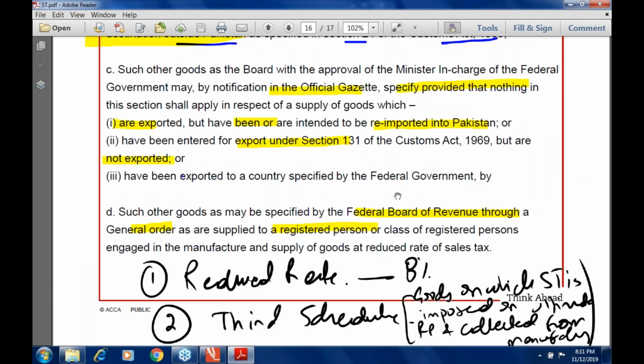I discussed that there are further supplies, one of them is a reduced rate supply. What exactly is a reduced rate supply? I talked about it that the normal general sales tax rate in Pakistan is 17%. But if there are few supplies on which the government has prescribed a lower rate, whatever the lower rate that's been prescribed, that's called a reduced rate supply.